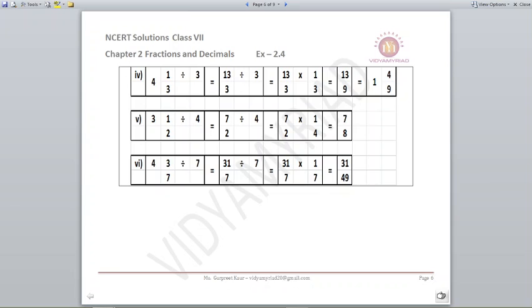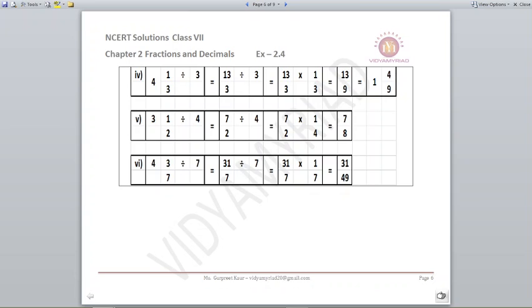Fifth part. 3 1 by 2. Again a mixed fraction. So 3 2s are 6. 6 plus 1 is 7. 7 upon 2 divided by 4. Change your division into multiplication and 4 as a reciprocal. So it will become 7 upon 2 multiplied by 1 upon 4, which gives you answer as 7 upon 8, and it's a proper fraction.